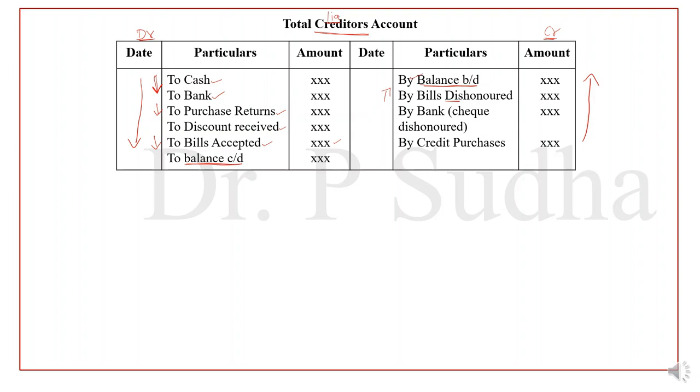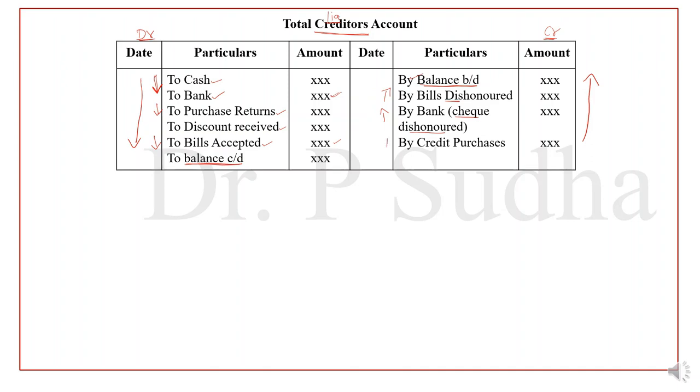We are making a check payment. Whenever a check is given, automatically the liability decreases. But the check is dishonored. The check that we have given is dishonored by the banker. What happens? The dishonored check will increase the liability. I have given a check worth rupees 10,000. If I am giving a check, the liability decreases. But the check is returned dishonored. So what happens? The liability increases.